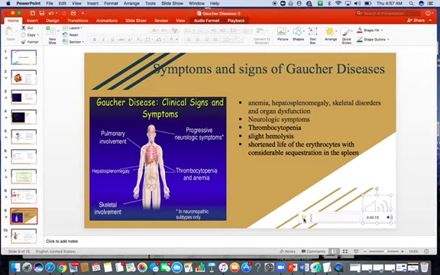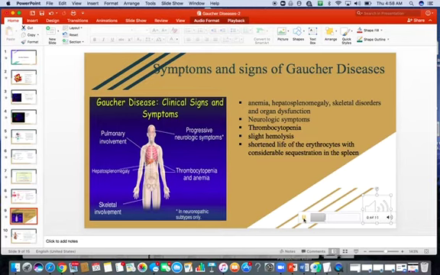And these are the symptoms of Gaucher disease. Gaucher disease can be classified into three main types, which are called type 1 Gaucher disease, type 2 Gaucher disease, and type 3 Gaucher disease. And each type has different symptoms or signs that come along with it. So let me come to the general symptoms and signs of Gaucher disease.